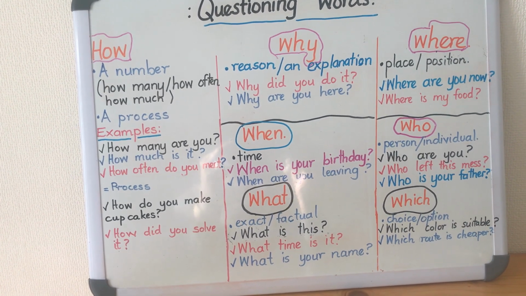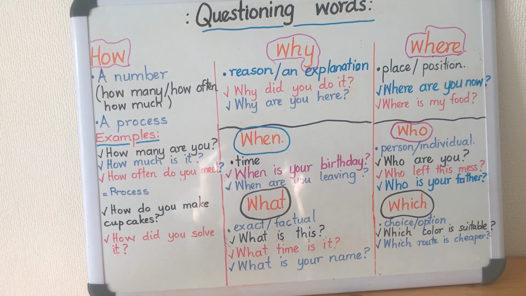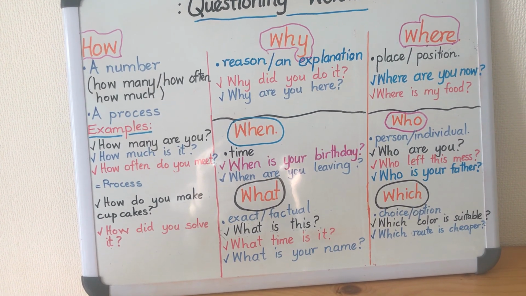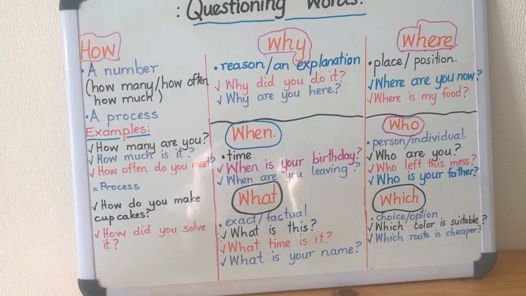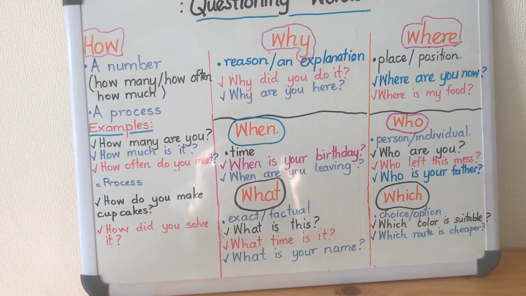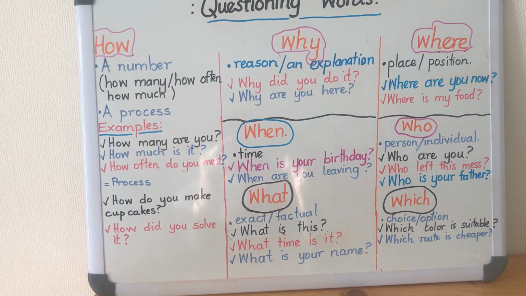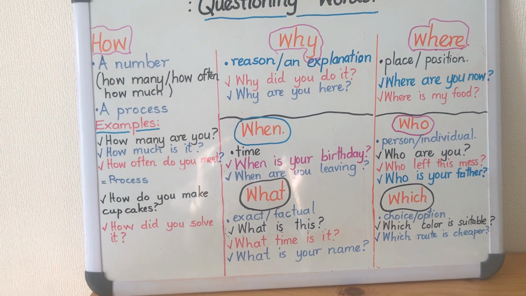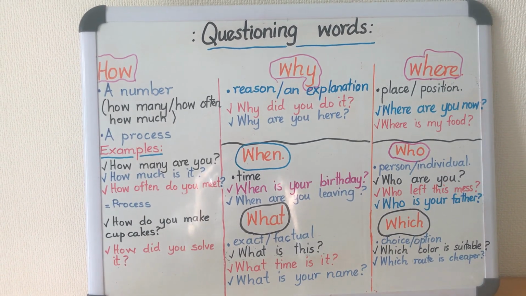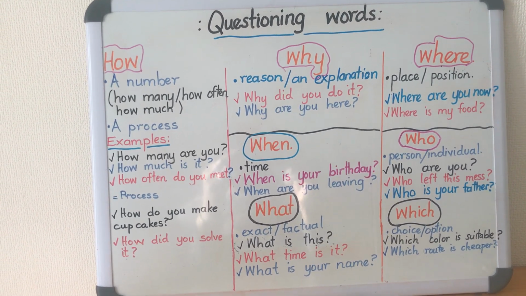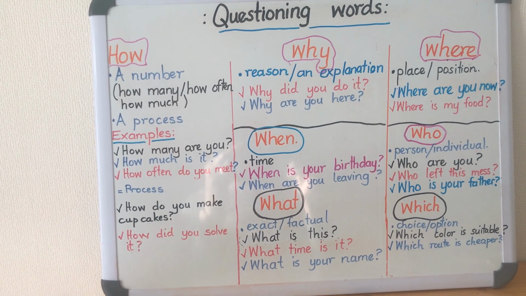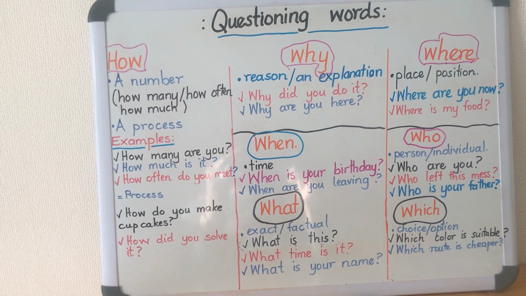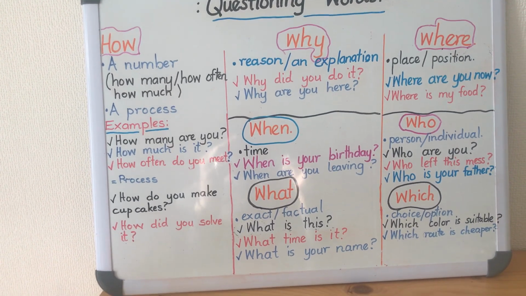When you answer questions under this subsection, process, you have got to give stages. For example, how do you make cupcakes? That's the example I gave. How do you make cupcakes? You have got to give a process, stages. First thing, second thing, third thing, fourth, depends on how many stages there are until you have the cupcakes.